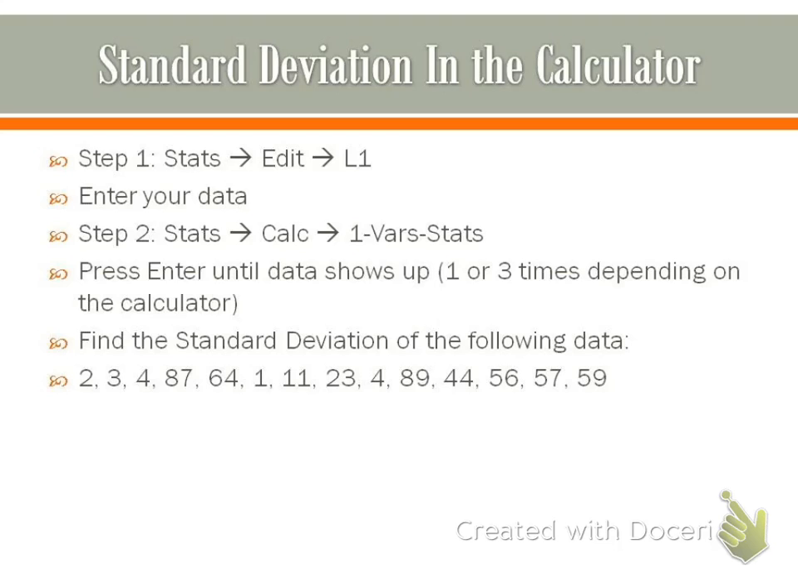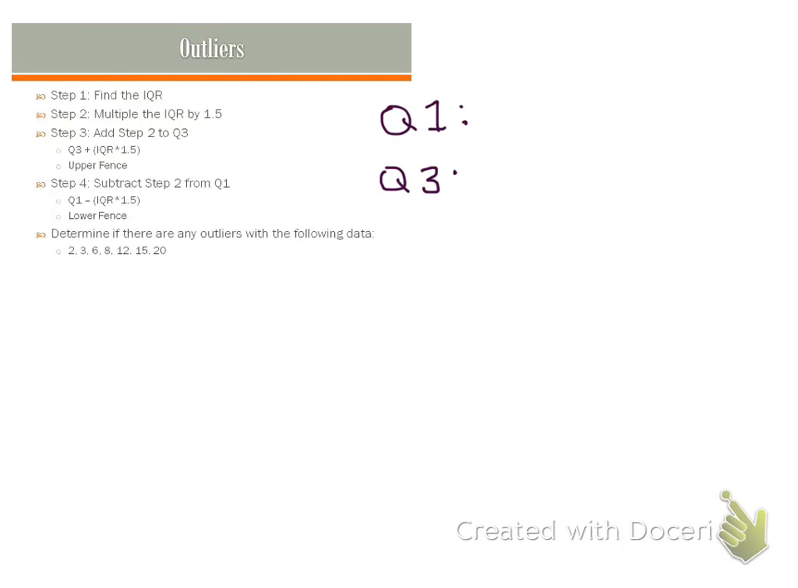And then the standard deviation is the value that says Sx. So if you look on your calculator, it should say 32.75, and that is our standard deviation.